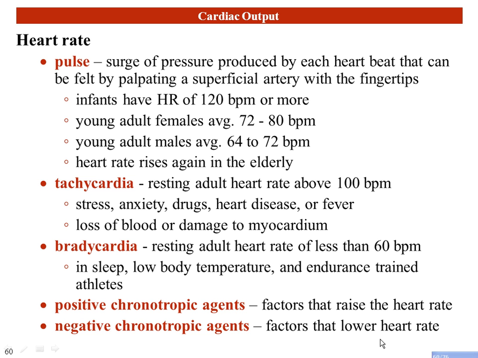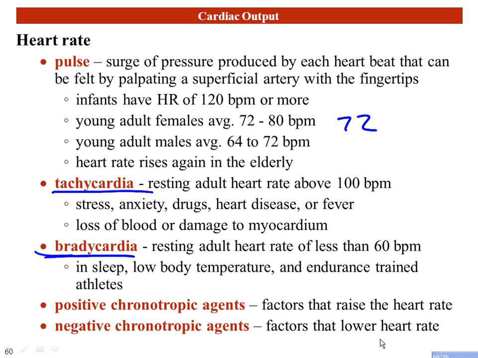Now every time the heart pumps, it creates a wave of pressure that travels through the blood vessels, and it's felt as a pulse in the arteries. The number of pulses is equal to the heart rate, with an average heart rate around 72 beats per minute, like I said, for a person at rest. If somebody has a resting heart rate above 100, that's referred to as tachycardia. If somebody has a resting heart rate below 60, that's bradycardia.